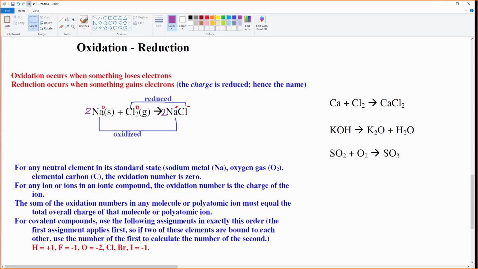Nicole, you're exactly right. The sodium lost electrons because it went from a 0 to a positive, so it must have lost negative charges, right? And the chlorine gained those electrons because it went from a 0 to a negative charge, so it must have gained those negative charges. Do you see it?